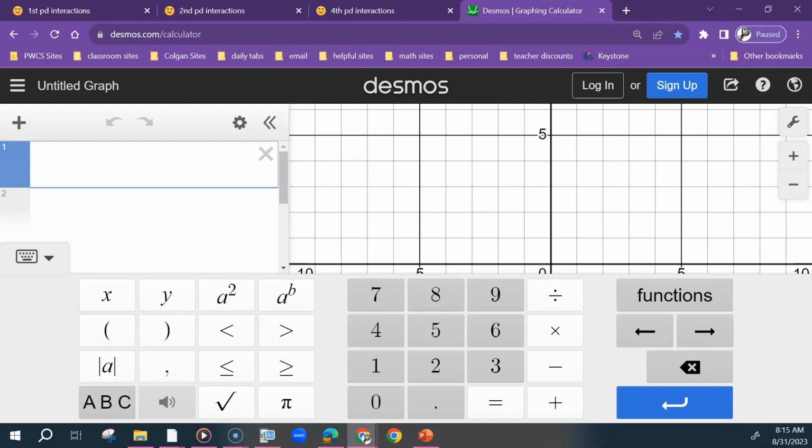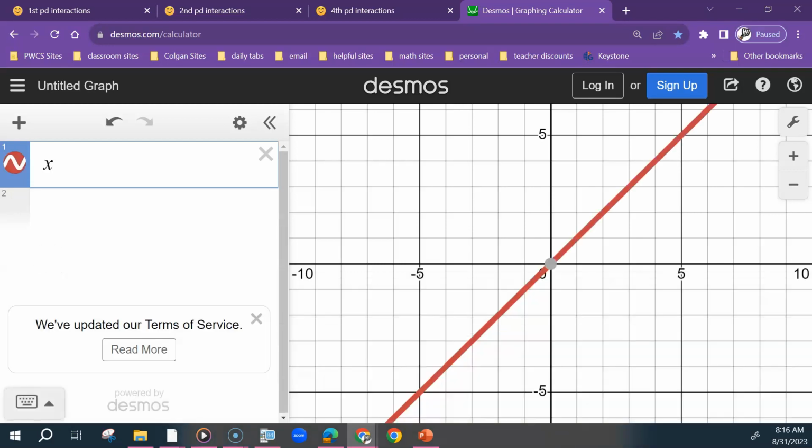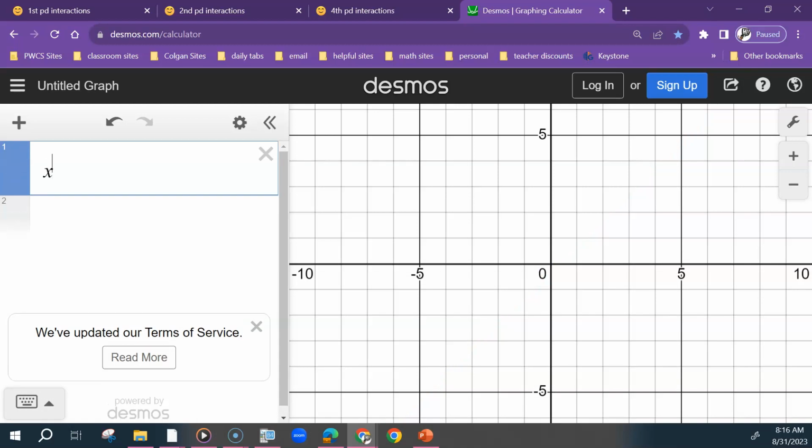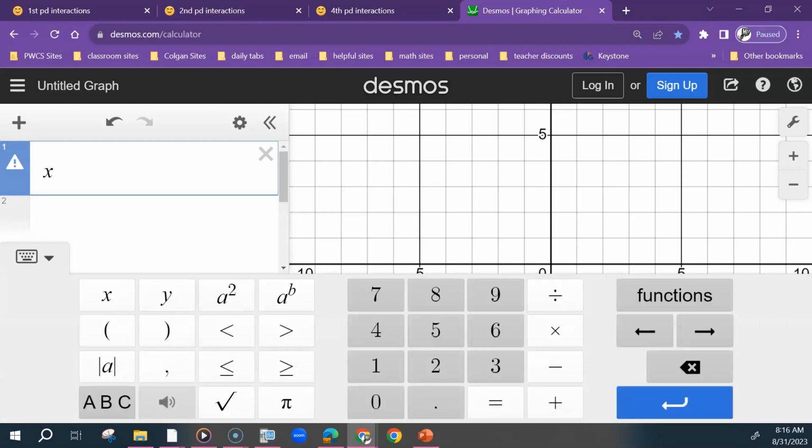You can also type in. So if you want an exponent, let's say I put X in on, if you were doing this on a computer, you could hit Shift and then 6, and it would raise it. Or you can just use this.